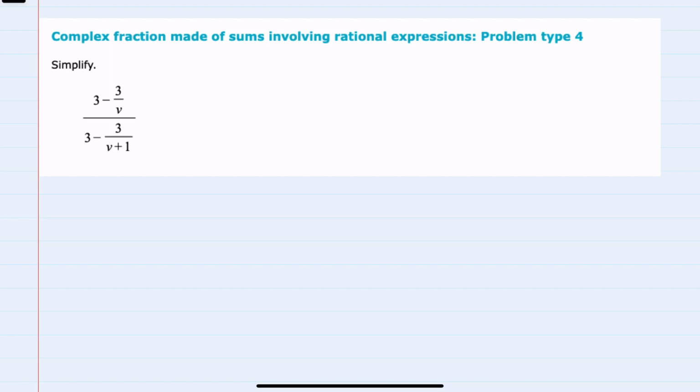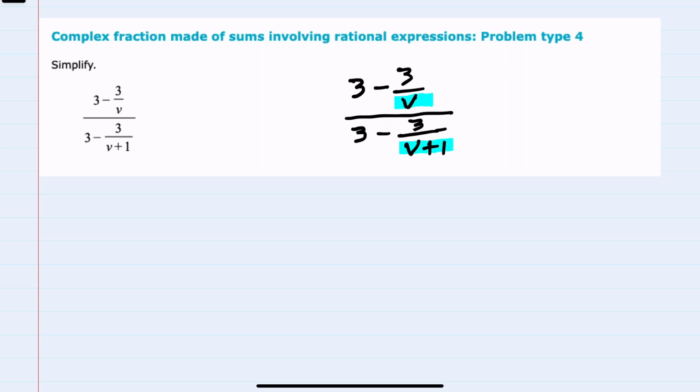In this video, I'll be helping you with the ALEKS problem type called complex fraction made of sums involving rational expressions, problem type 4. In this example, similar to the other complex fractions we've been simplifying, we can see that in the numerator, we have a fraction that has the denominator v, and in the denominator, we have another fraction that has its own denominator, v plus 1.